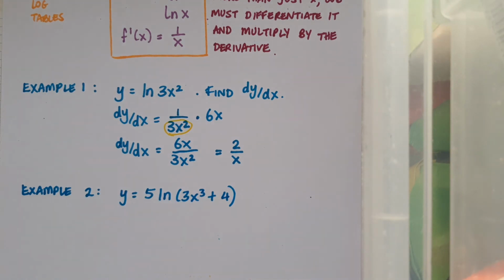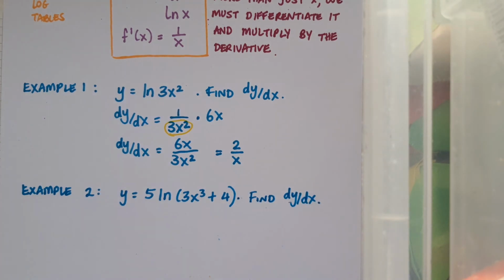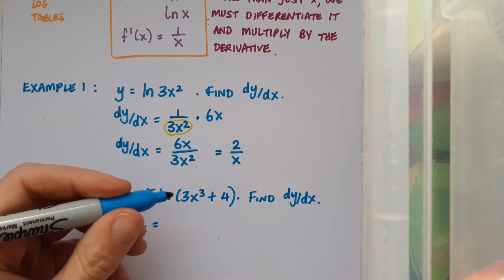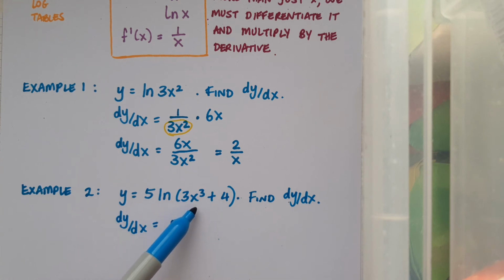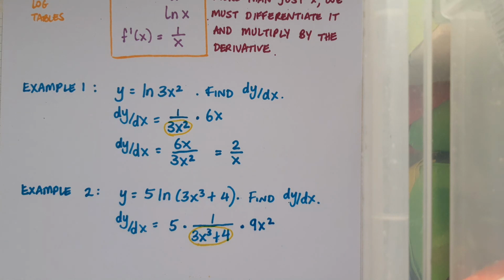Okay, let's look at a second example. So we've got y equals 5 natural log of 3x cubed plus 4 here. And I want to find dy/dx. Okay, so first of all, my coefficient out in front here is going to be unaffected, so I'll leave that exactly as it is. And then I know from my rules in the log tables that I want to say 1 over what I have in the brackets here. But I must also then multiply by what I get when I differentiate that 3x cubed plus 4. So in this case, that's 9x squared.